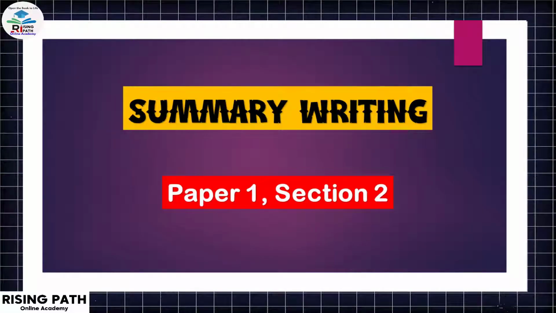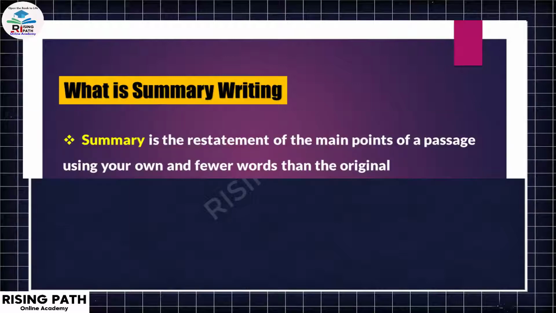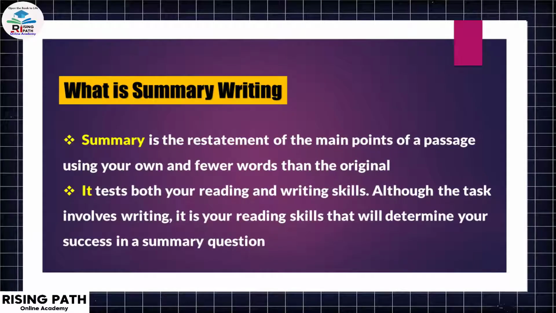In this video, we are going to discuss how to write a summary in Paper 1, Section 2 of our O-level English examination from 2024. What is summary writing? Summary is the restatement of the main points of a passage using your own and fewer words than the original. It tests both your reading and writing skills. Although the task involves writing, it is your reading skills that will determine your success in a summary question.